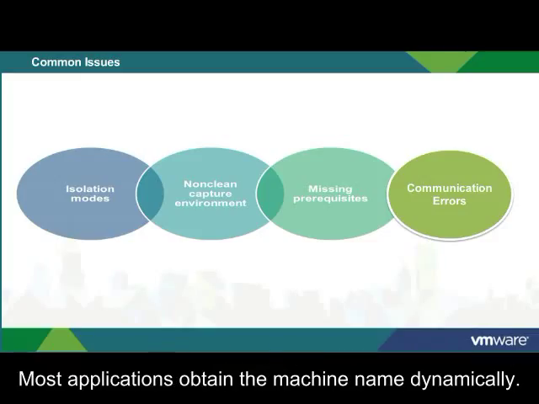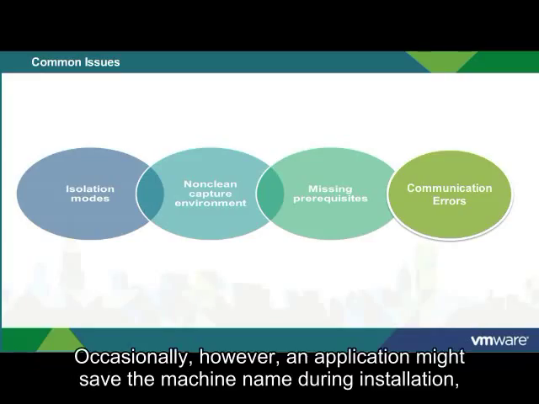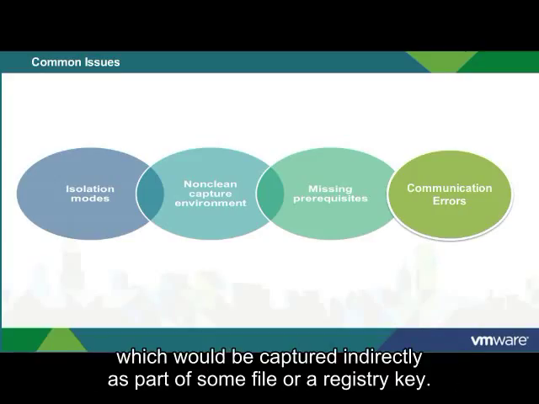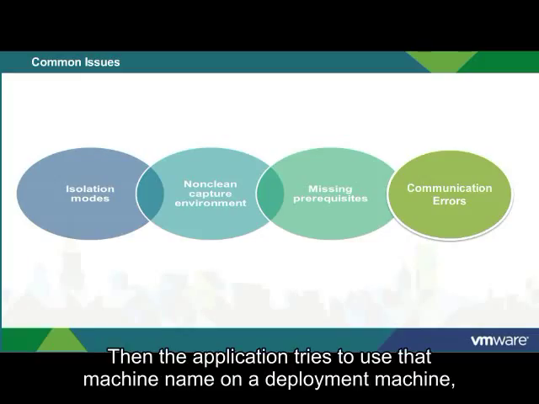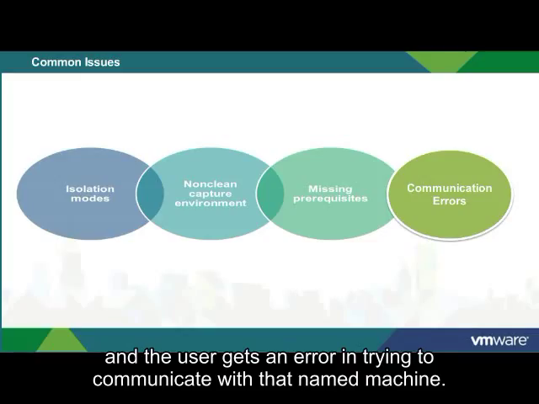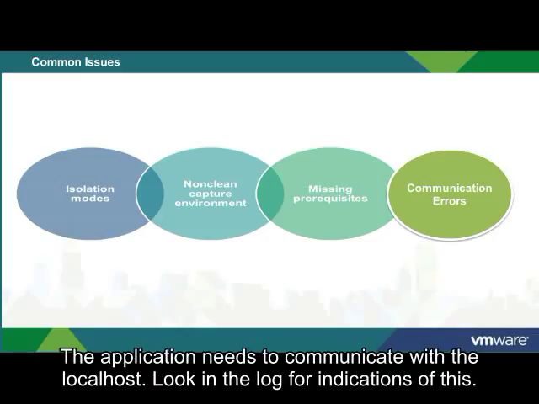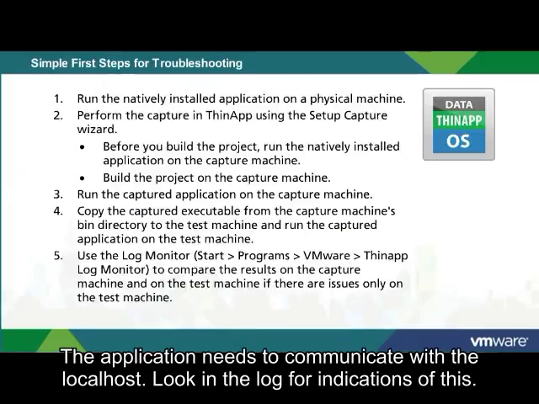Communication errors. Most applications obtain the machine name dynamically. Occasionally, however, an application might save the machine name during installation, which would be captured indirectly as part of some file or a registry key. Then the application tries to use that machine name on a deployment machine, and a user gets an error in trying to communicate with that named machine. The application needs to communicate with the local host. Look in the log for indications of this.